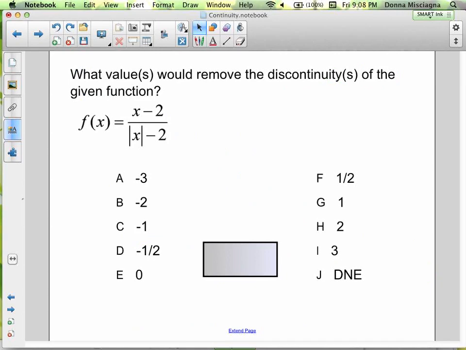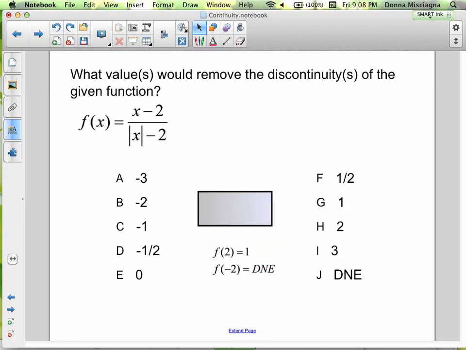And what did you say was the answer? Well, there were two answers. Right, so both G and J were correct here. F of 2 is 1. We have a hole, that one's the removable. F of negative 2, we have a non-removable discontinuity there.